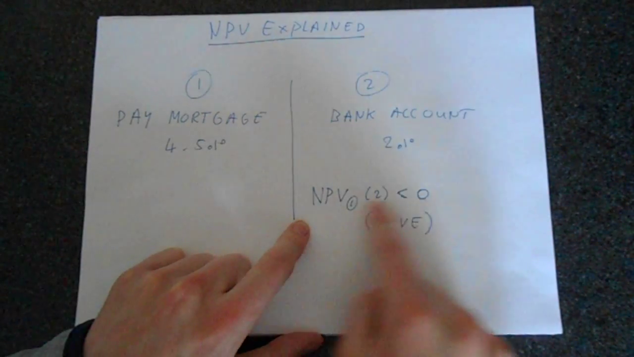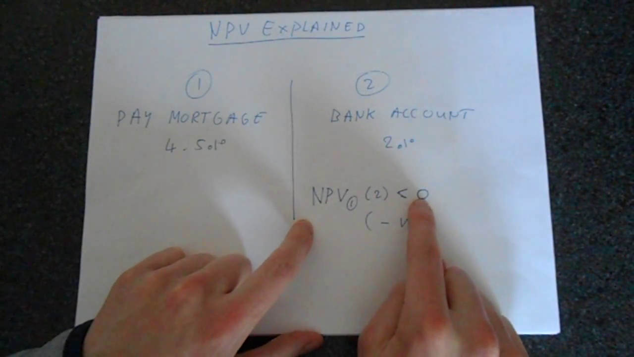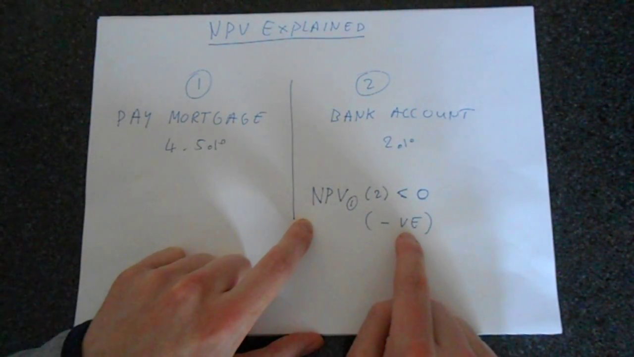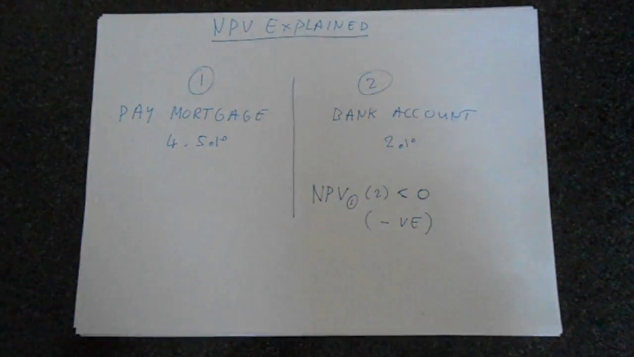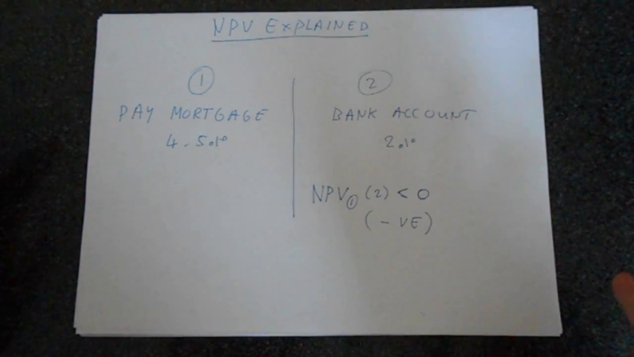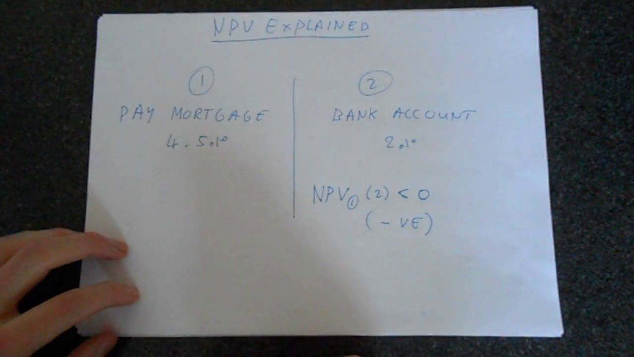Well, that's going to give us a negative result, so it's going to be less than zero. So when net present value is negative, what's that telling you? Well, it tells you that that investment is no good, that doing this would be better than doing that.